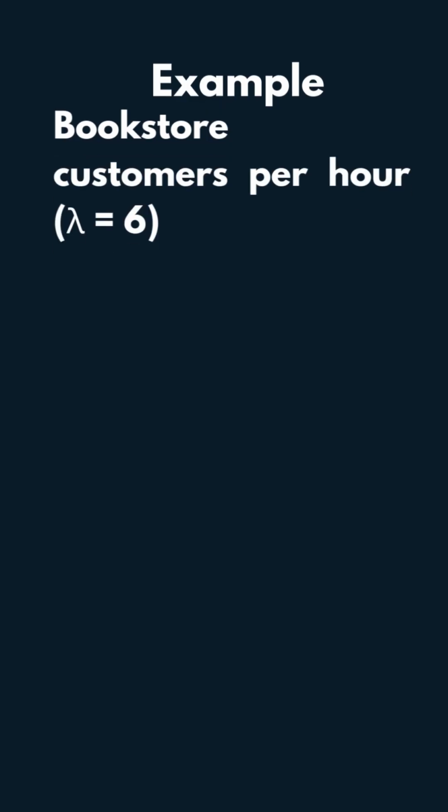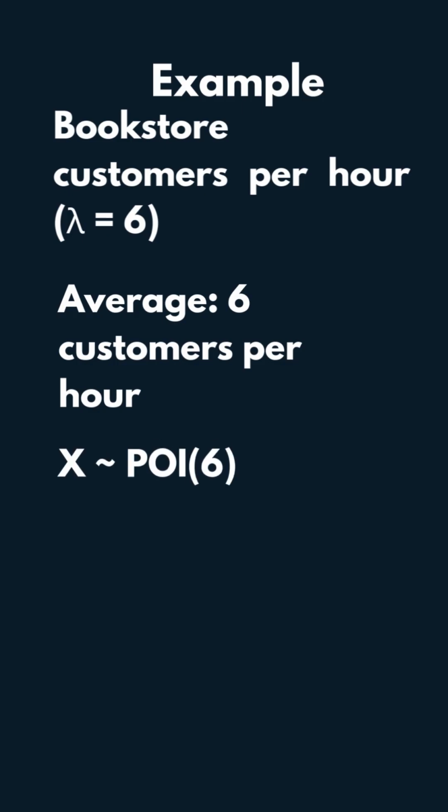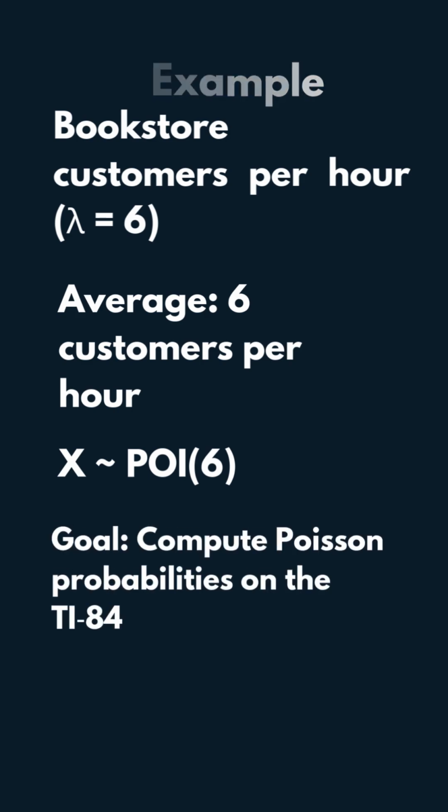Let's sleuth. Here's our setup. On average, 6 customers walk into the bookstore every hour. So our random variable x follows a Poisson distribution with lambda equals 6. Translation: the bookstore is calm, but not too calm.